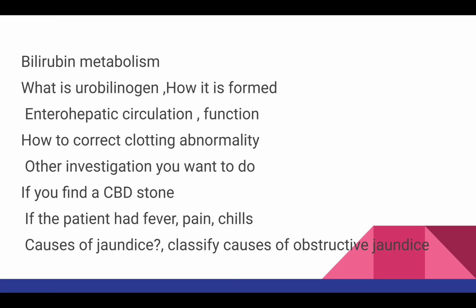Okay, so classify obstructive jaundice. Obstructive jaundice is classified into three types: intramural, transmural, and extramural. Intramural could be due to the presence of stones. Transmural is due to strictures or cholangiocarcinoma. Extramural is due to pancreatic cancer. Okay. So your answers are pretty much okay for this scenario.